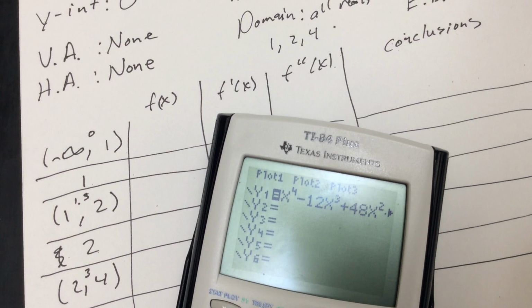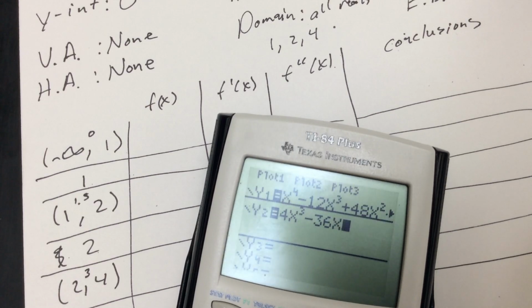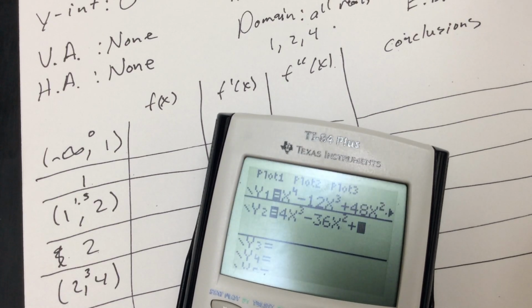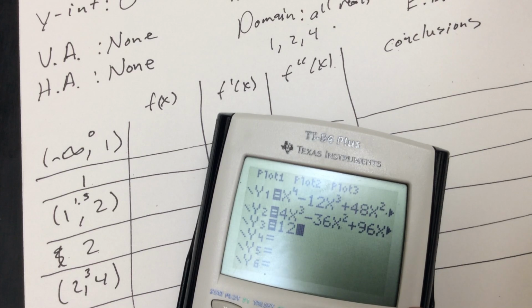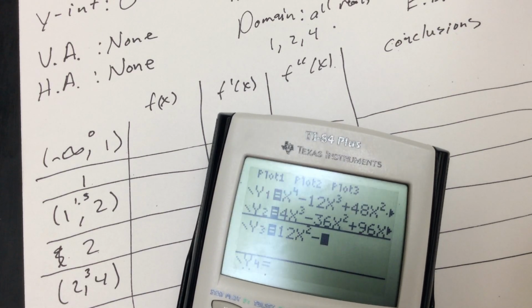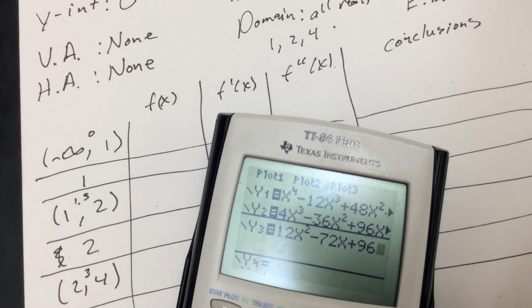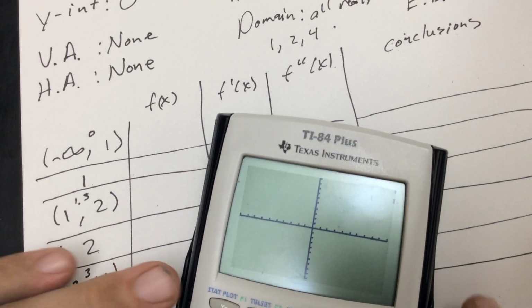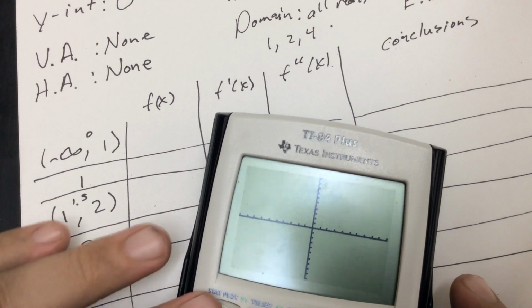So first derivative now, 4x to the third minus 36x squared plus 96x minus 64. Next one here we have 12x squared minus 72x plus 96. So, now graph.